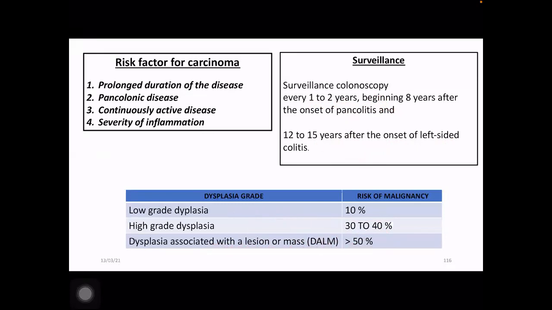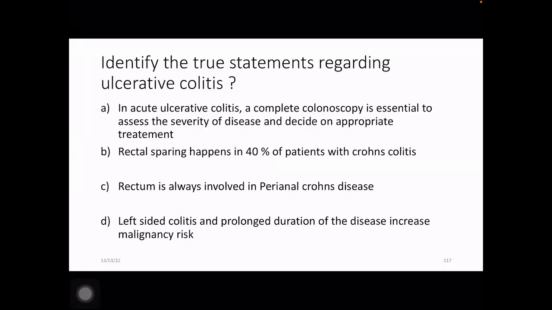Fine. So identify the true statement regarding ulcerative colitis. In acute ulcerative colitis, a complete colonoscopy is essential to assess the severity of the disease and decide on appropriate treatment. True or false? It's false. In acute ulcerative colitis, you can't do a complete colonoscopy. What you have to do is just a sigmoidoscopy, confirm it is ulcerative colitis and start the patient on treatment. Once the acute ulcerative colitis is resolved, you can do a complete colonoscopy. So the point is, in acute ulcerative colitis, you should never do a complete colonoscopy to assess the severity of the disease.